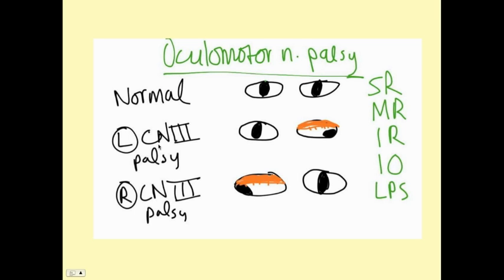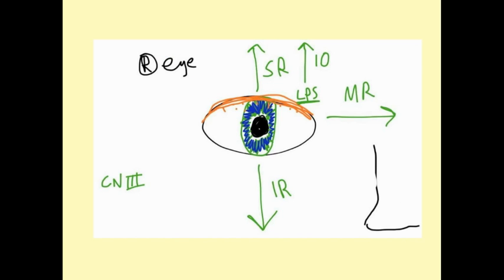Okay, let's remember that the oculomotor nerve innervates superior rectus, inferior rectus, and medial rectus. Superior rectus keeps the eye moving in this direction, up. Inferior rectus keeps the eye moving down. Medial rectus allows the eye to move medially. This is the right eye. This is the nose here. And then the LPS keeps our eyelid up. And the inferior oblique also moves our eye up.